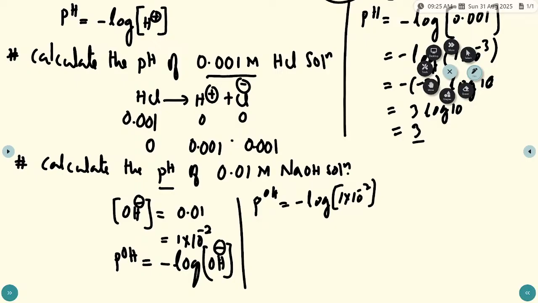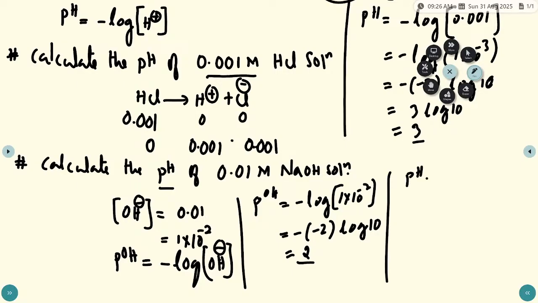And what is the value? Minus into log of 10 to the power of minus 2 means minus 2 into log 10. Log 10 value is 1. So minus into minus is plus. So what is the value of pOH? 2. And here you have to calculate the pH.